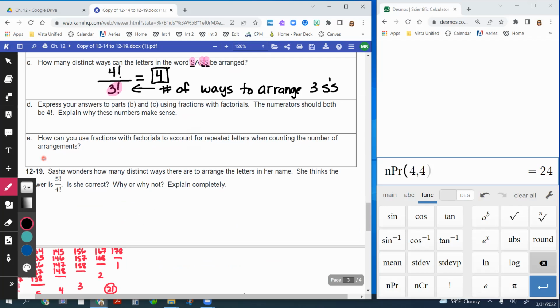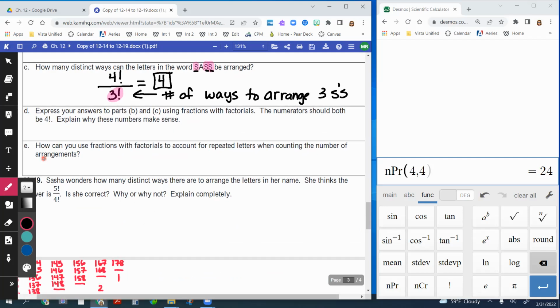How could you use fractions with factorials to compute for repeated letters when counting the number of arrangements? So the numerator is the total number of letters, factorial, divided by the number of repeats of a letter, factorial.